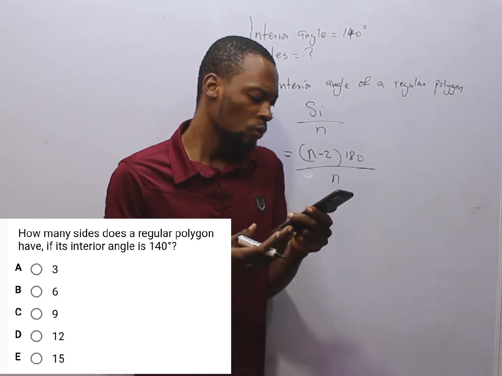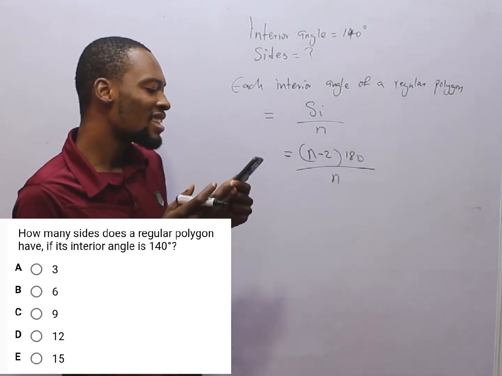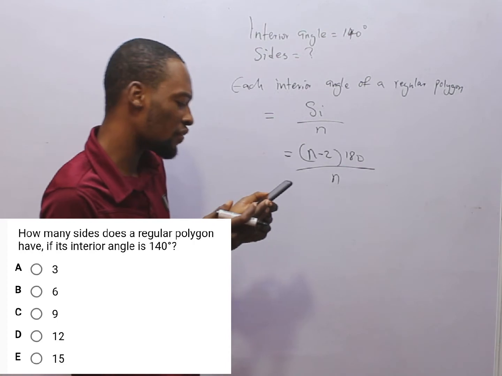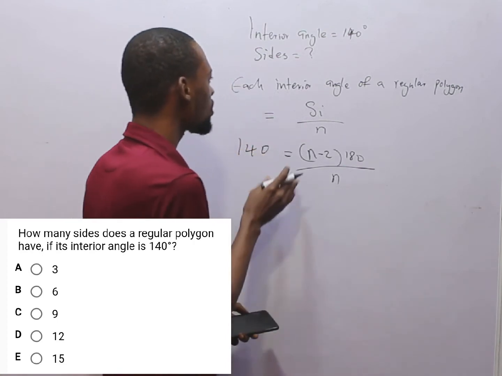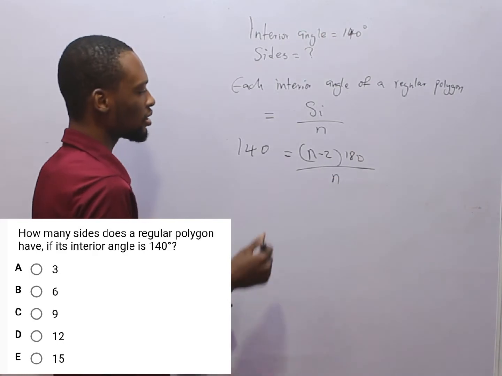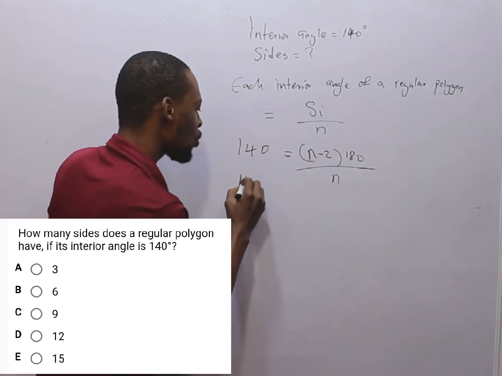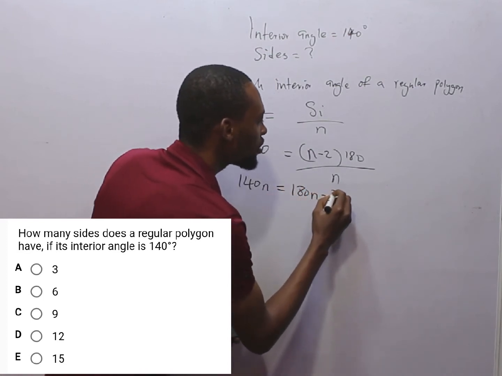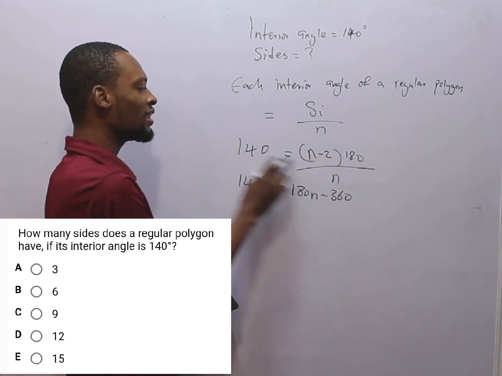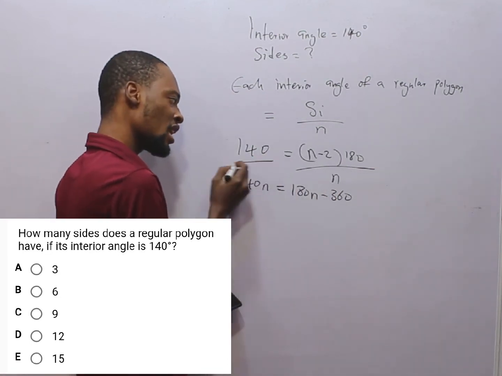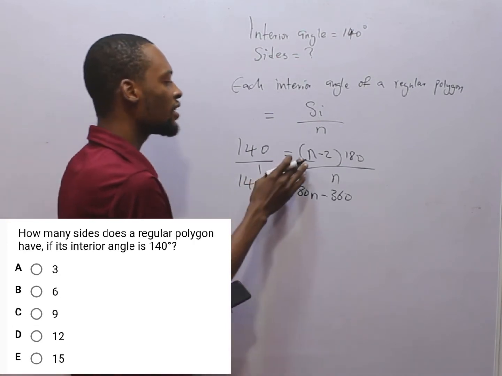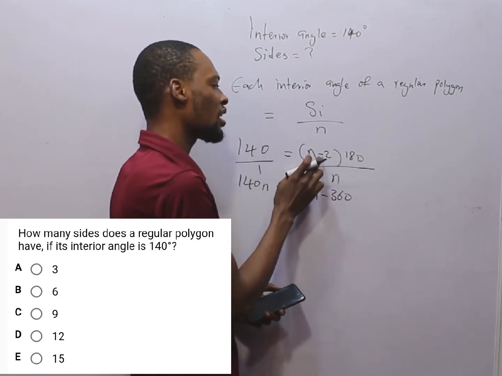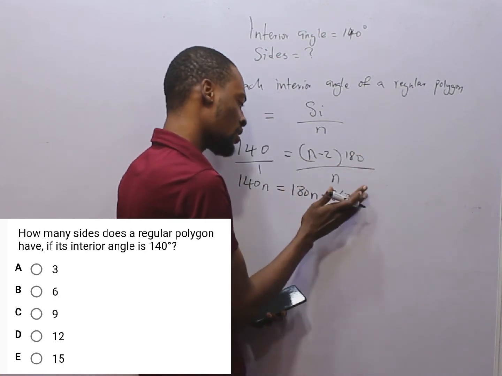Now, what are we given? We are given each interior angle. It says its interior angle is 140. So since the interior angle is 140, 140 is equal to this and this. Cross multiplying, you simply have 140n is equal to 180n minus 360. n times 140 is 140n. This is the same thing as over 1. Here is n minus 2 times 180. So n times 180 is 180n, and minus 2 times 180 is minus 360.